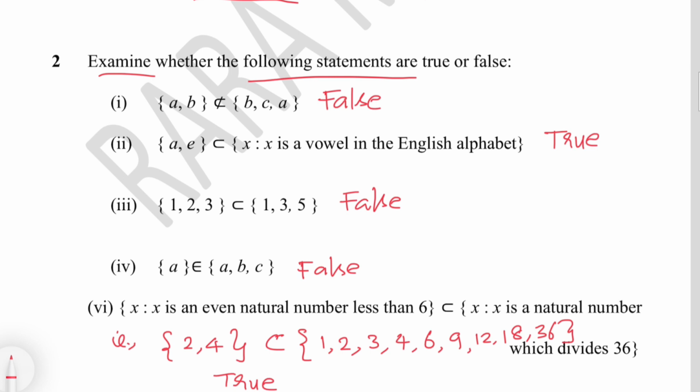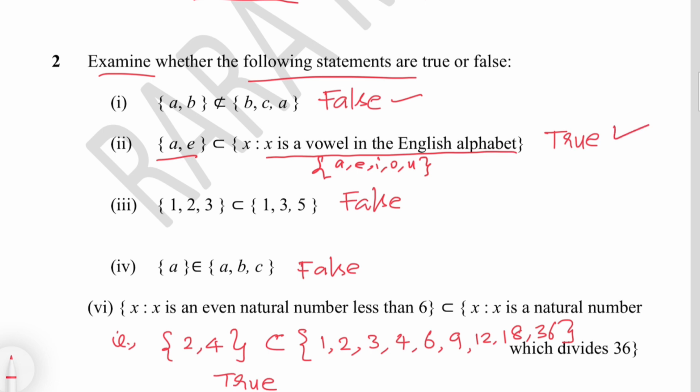So that statement is false. And {A, E} is a subset of {X is a vowel in the English alphabet}. Yes, it's true because the vowels in the English alphabet are A, E, I, O, U. So {A, E}, the first set, also belongs to the second set. Hence, it's a subset. So it's true.